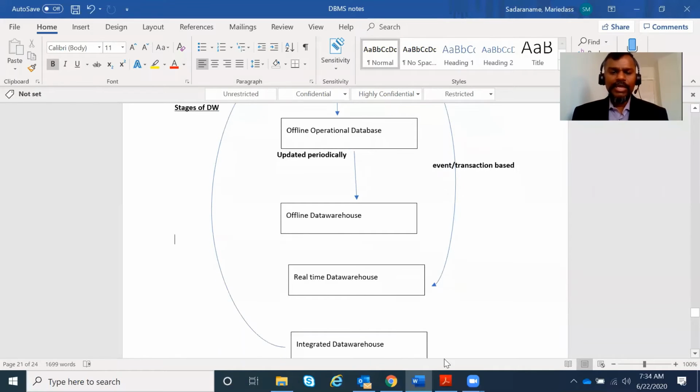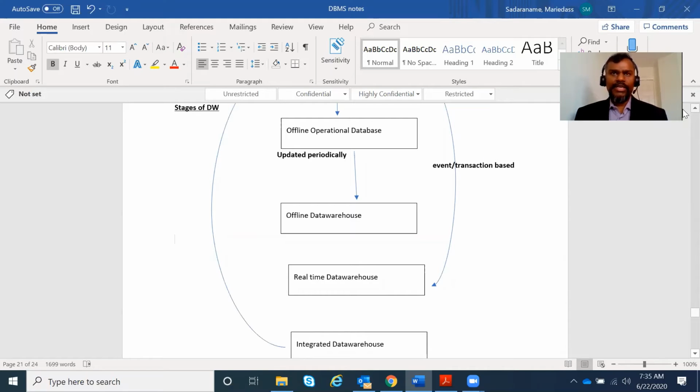Now the data goes into something called the integrated data warehouse. What does this integrated data warehouse do? It looks at, okay, MarieDass is trying to book a ticket. He has just booked a ticket from Bangalore to Chicago, so let's throw him some items around Chicago. It will start giving me some suggestions around places to stay in Chicago, places to visit in Chicago, things like that. So how does that happen? That immediately feeds back.